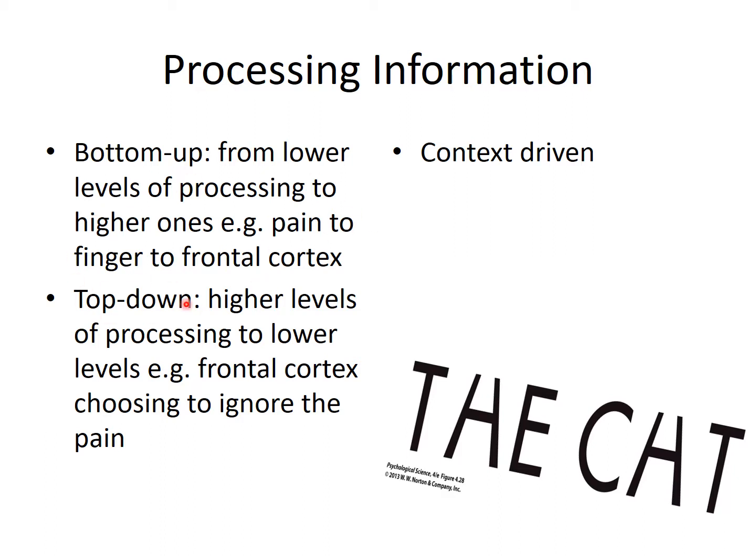So bottom up, lower levels, pain to the finger and frontal cortex. I use pain here because it's an easy one. If you get a paper cut on your finger, ouch, you'll notice that. That goes from the bottom up to the cortex, and your cortex can then decide, it's a paper cut. Let's not pour lemon juice on it. Let's put a Band-Aid on it and deal with it.